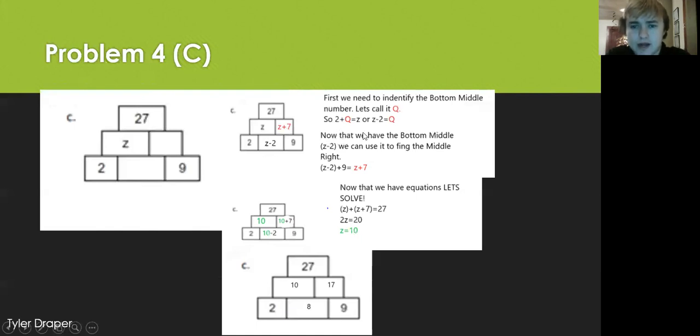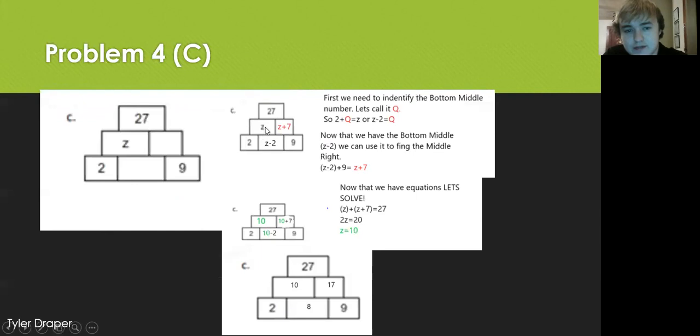Now that we have the bottom middle number, which is z minus 2, we can figure out the top right. We see that z minus 2 plus 9 equals z plus 7. We're going to work the middle layer first, right here. So we see z plus 7 equals 27. Simple algebra gets us to where z equals 10.